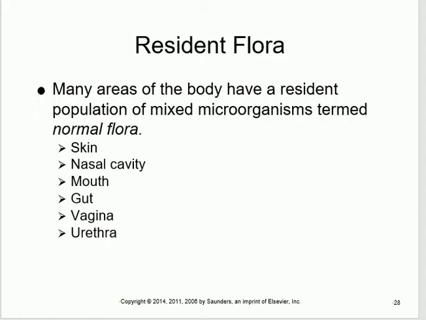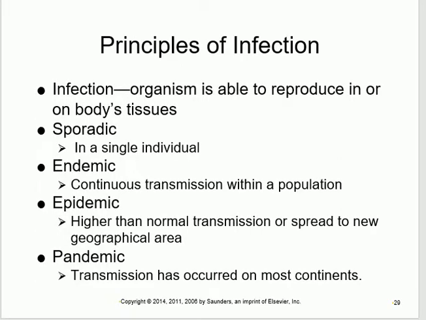The vast majority are non-pathogenic. They are non-pathogenic. And some of them are beneficial. Unless disrupted, they don't cause disease. The infection can be an infectious organism invading, basically. It can be sporadic, like one person here, one person there. It can be endemic, and we talked about those in the general part, chapter one.